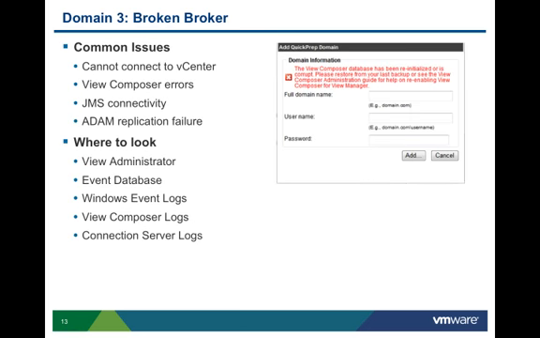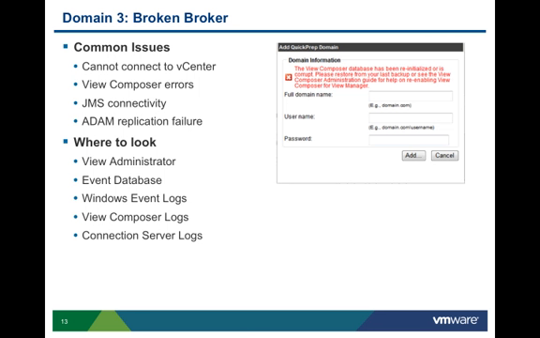The next problem domain is if there may be a specific issue with the View Connection Server or View Broker, the broken broker. Common issues here we see are inability to connect to vCenter Server, possibly View Composer errors, interconnectivity issues between the different View components, which relies on the Java message service, or possibly configuration replication issues between multiple connection brokers.